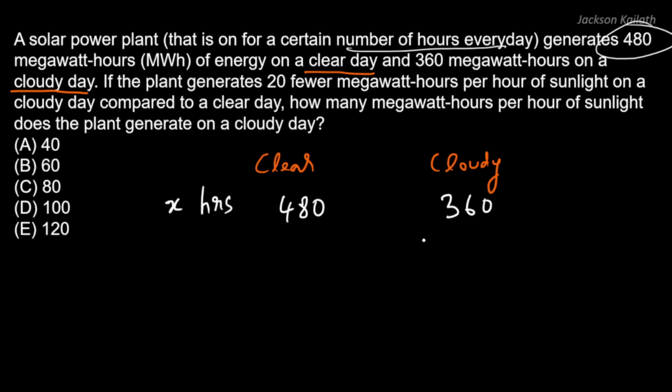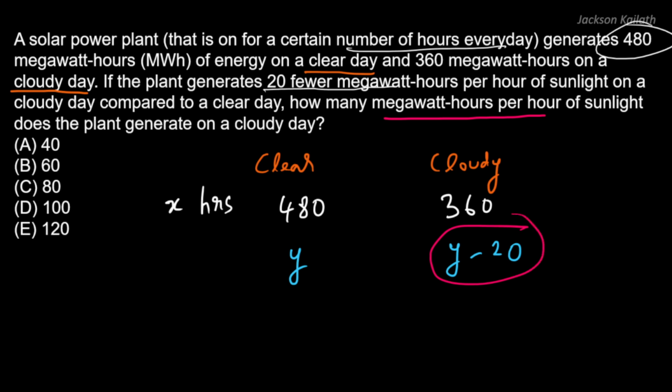Now what is the other information given? It's mentioned over here that the plant generates 20 fewer megawatt hours per hour on a cloudy day compared to a clear day. So let's assume that in 1 hour on a clear day, the plant is able to produce Y megawatt hours of energy. Now, as per the condition in the question, on a cloudy day, it would be Y minus 20. And then we are asked to find this Y minus 20, right? So it's mentioned how many megawatt hours per hour of sunlight does the plant generate on a cloudy day, which is this Y minus 20. So that's what we need to find out.